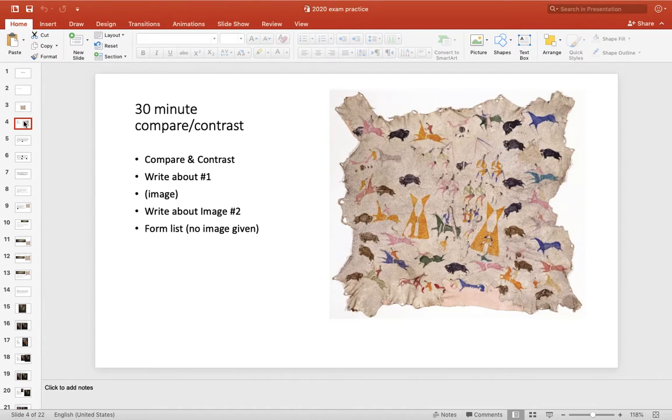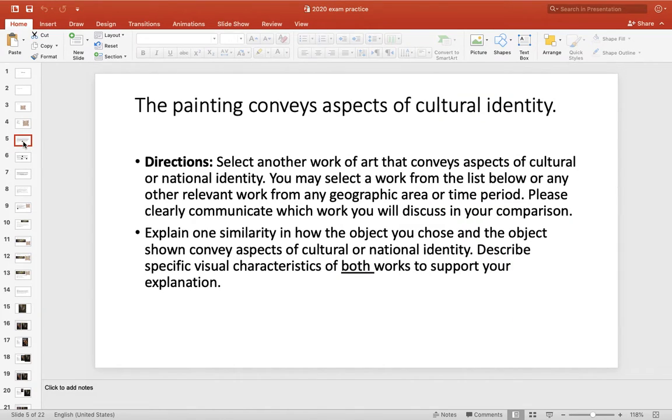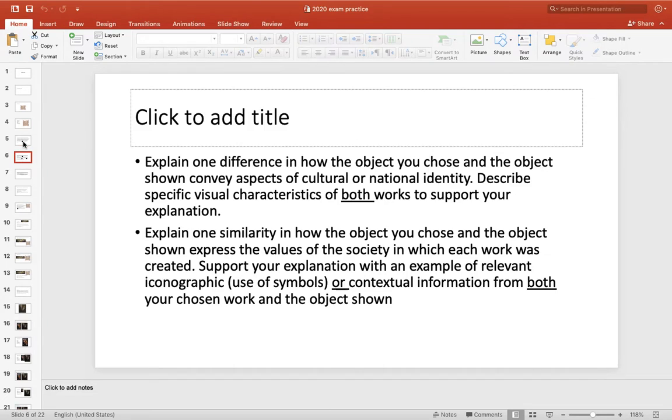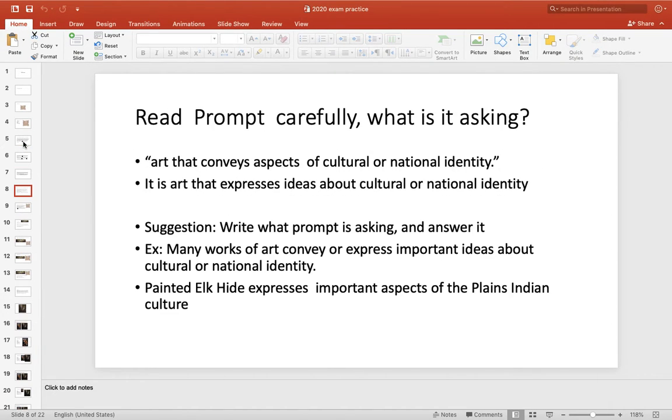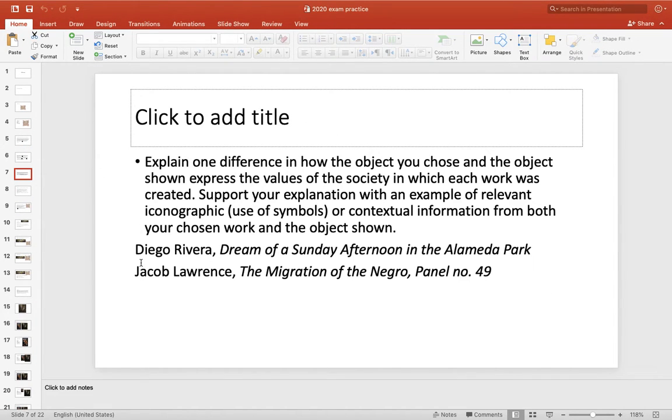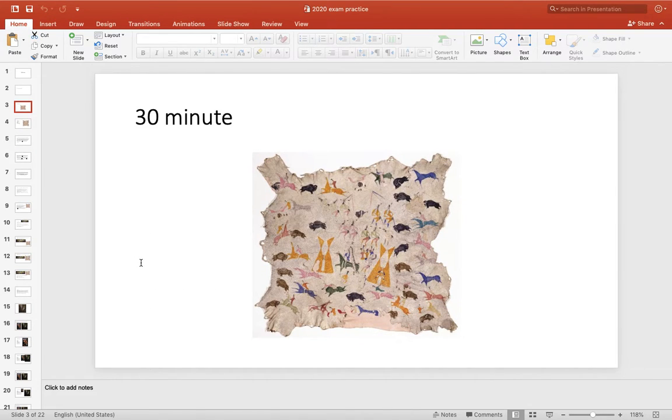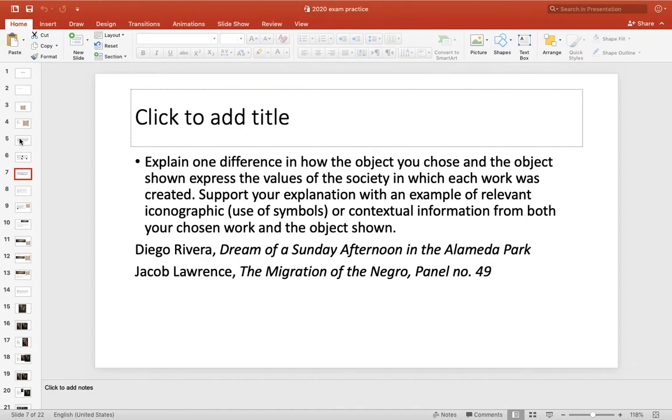It's going to be this format. They're going to give you an image, and read this prompt before you look at this PowerPoint. Then it's going to give you the prompt, and then a choice of two images. So you're going to write 30 minutes about this image and then one of these images, so you have some choice.